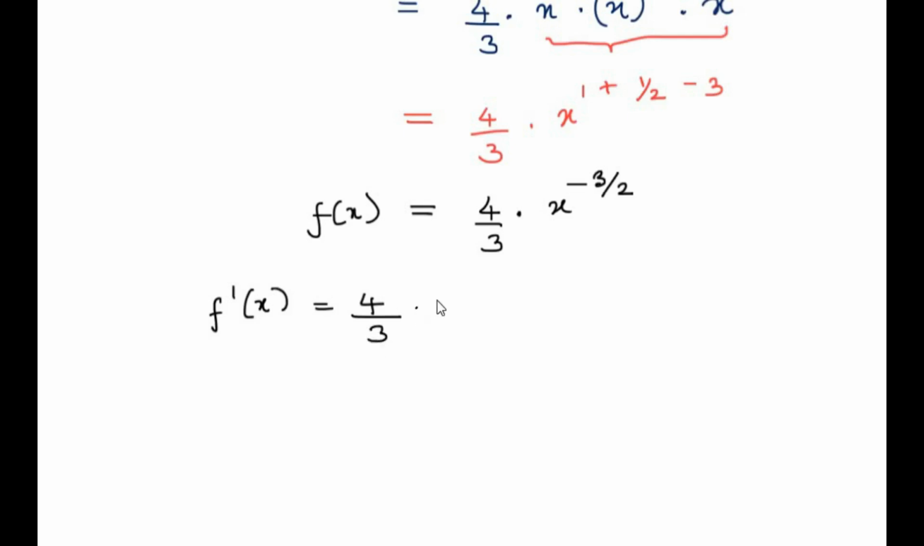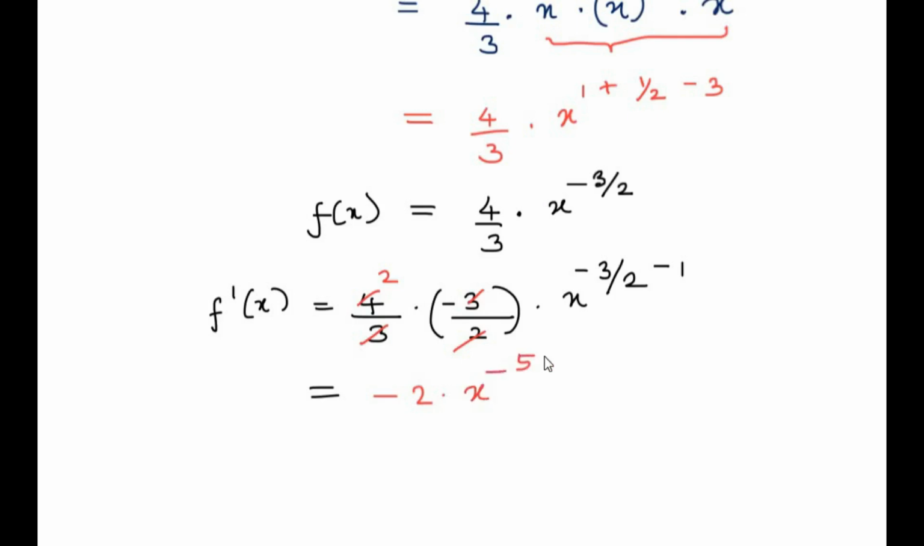Now bringing the power down using the power rule, minus 3 over 2 comes down, times x to the power of minus 3 over 2. Now the power reduces by 1, that is minus 1. So simplifying this, 3 and 3 divide each other and 2 and 4 divide each other. So we are going to simplify this constant term first. So we get it as -2 times x to the power of -5 over 2. So when you add these two numbers, you get minus 5 over 2.